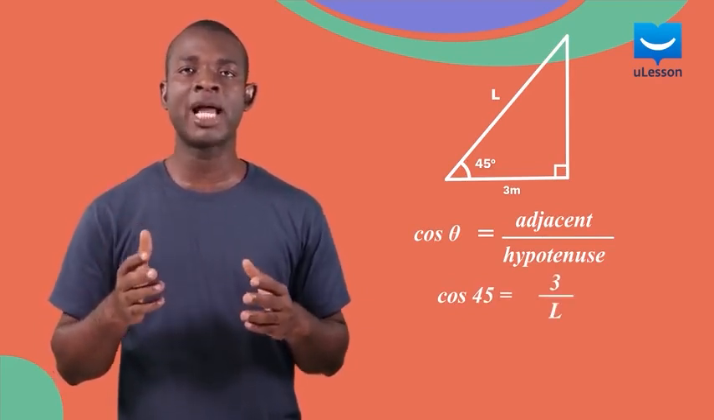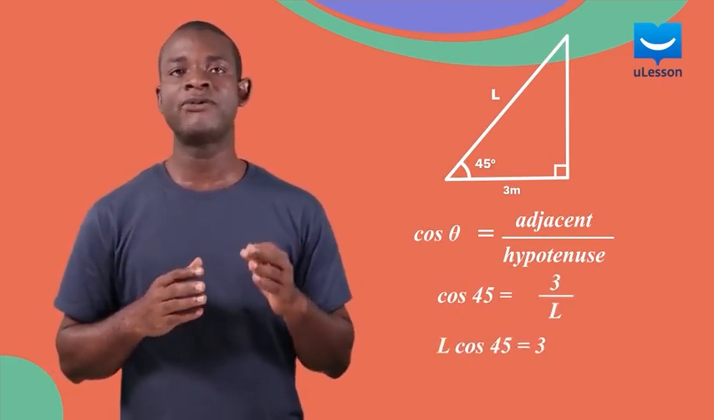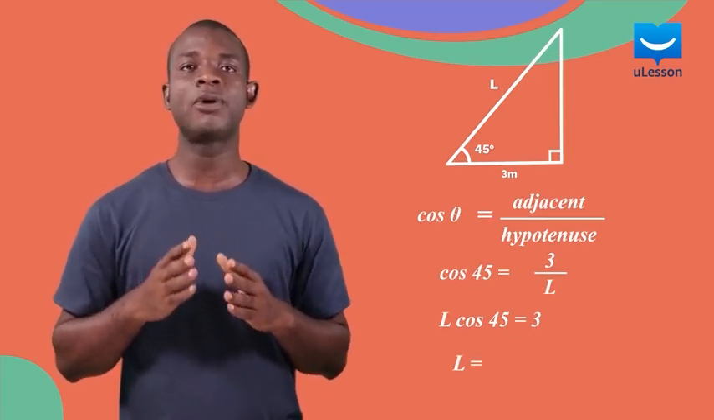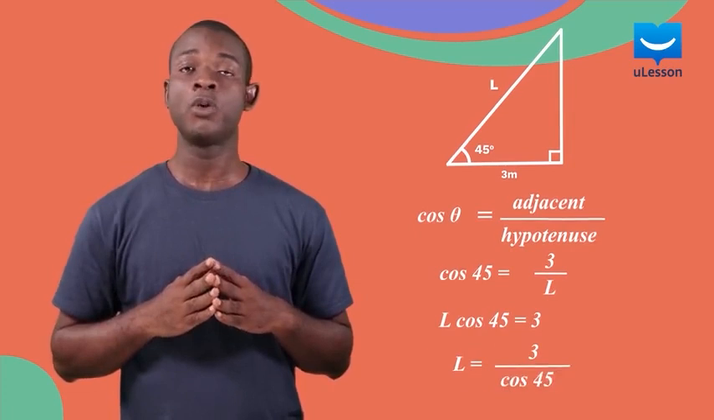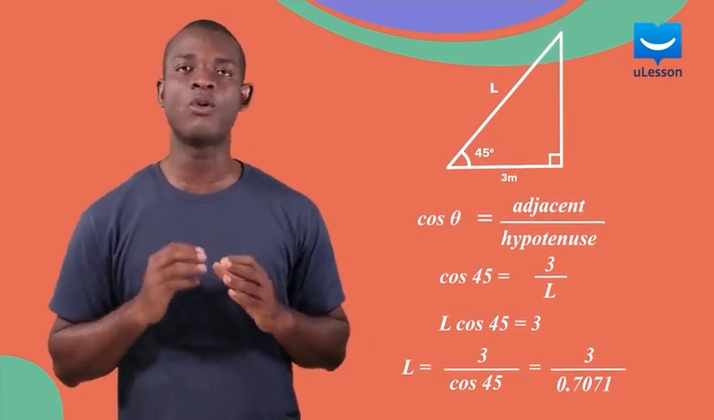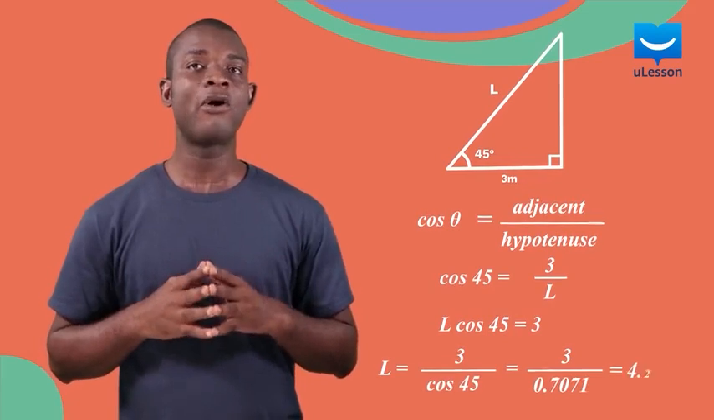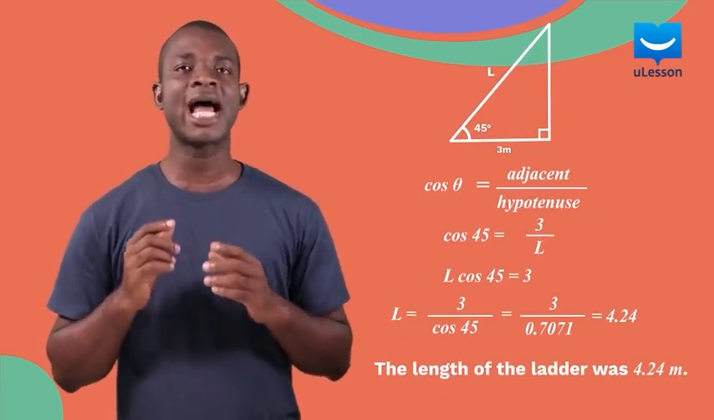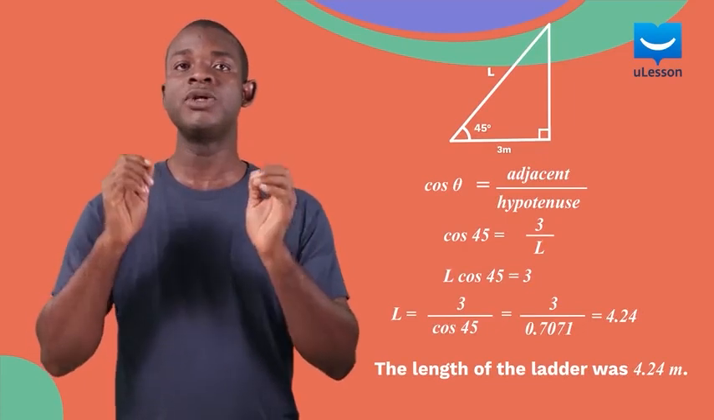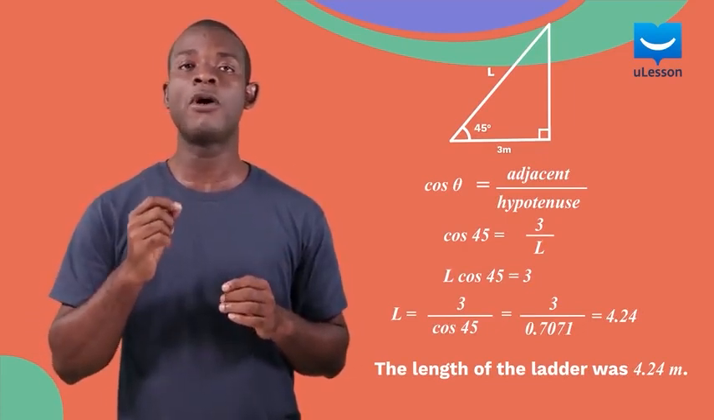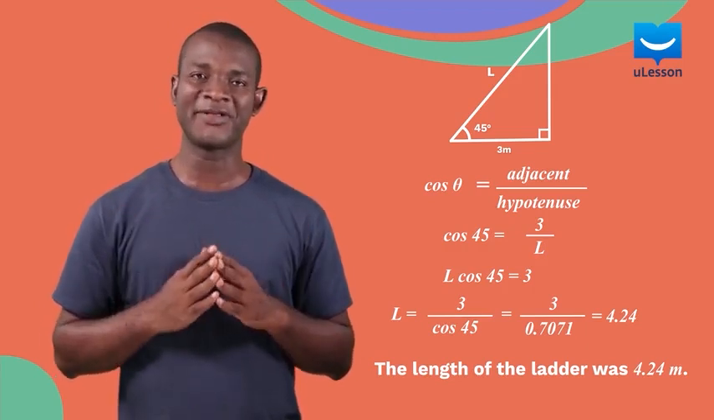If we cross multiply, we'll have L times cos 45 equals 3. And that will give us L equal to 3 over cos 45, which becomes 3 over 0.7071. And that gives 4.24. Therefore, the length of the ladder Ashabi extended to reach the roof of her house to fetch her ball was 4.24 meters. Hope you got that.